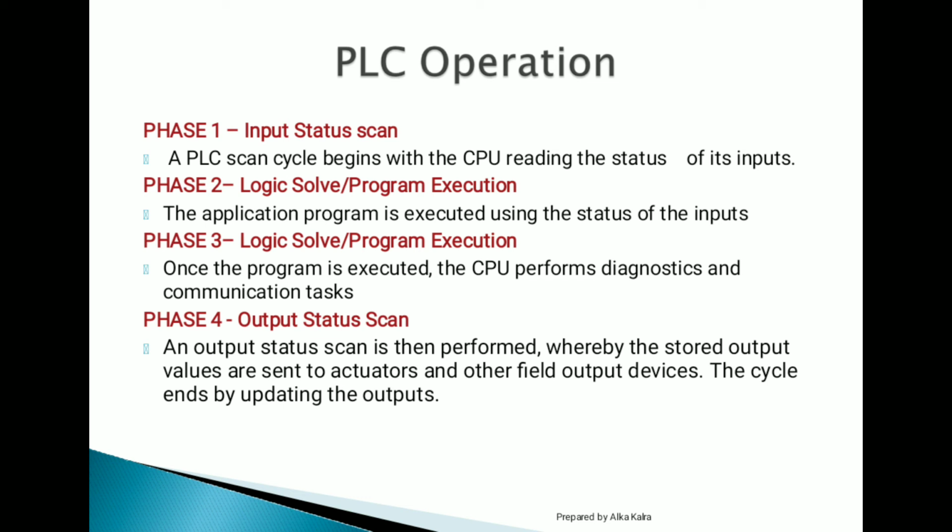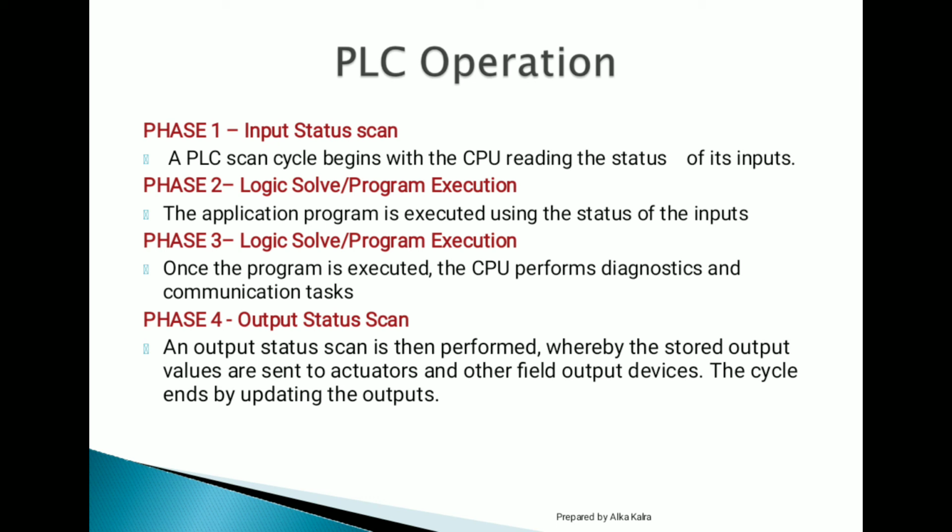Phase 4 is called the output status scan. In this scan method, after execution of the program, the status of the various output devices is stored and sent to the actuators or output devices. Output devices can be anything like servo motors, any type of motor, or a fan. So the cycle ends by updating the outputs.